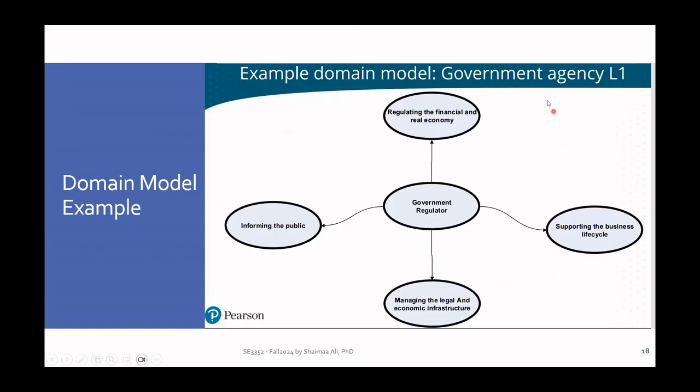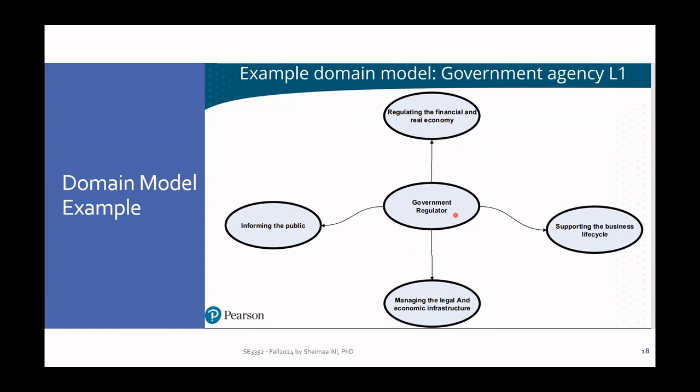Okay, now how does that look? Here's an example for a system to be created for a government agency. Now this is level 1. Here, this is the main concept. The core concept of this system is a government regulator. Now, what are the main concepts that are sub-concepts of that core? Okay, so we have a core concept, and these 4 are sub-concepts of it. These are the main categories of concepts under a government regulator.